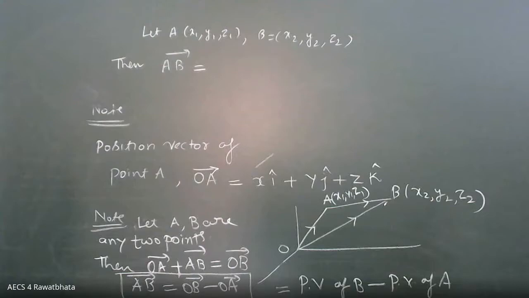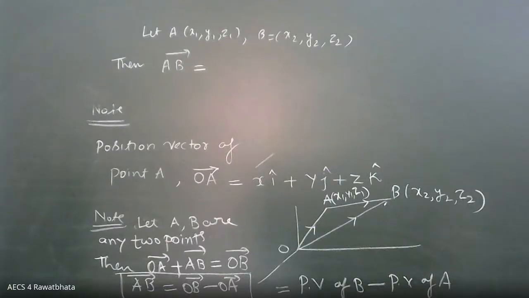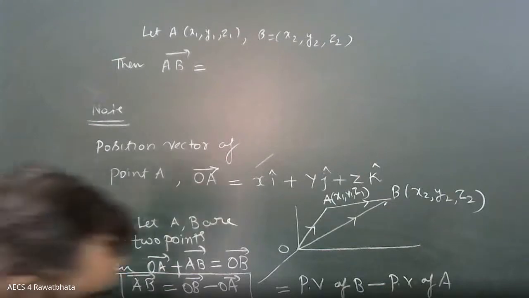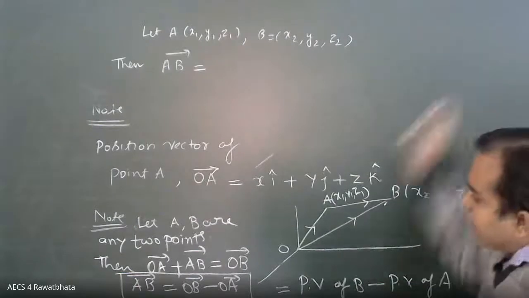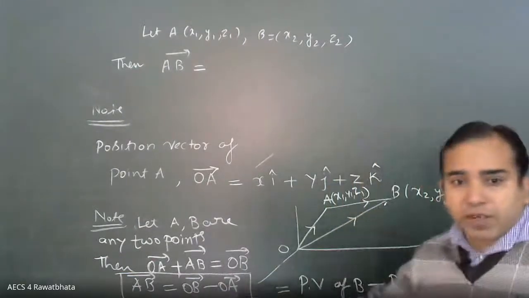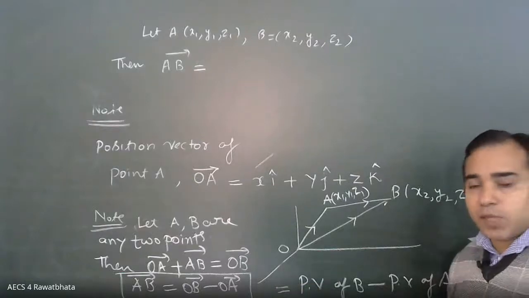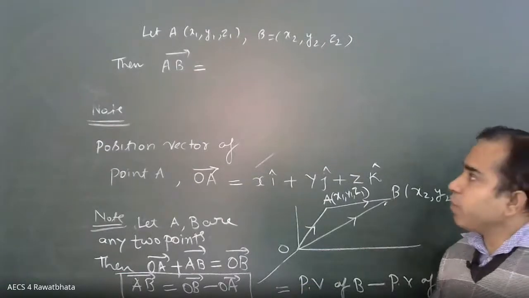Yes, Nutan. Z2 i cap plus, sorry, x2 i cap plus y2 j cap minus x i cap y j cap z k cap. I'm not getting it. Can you repeat it? Nutan, can you repeat? I'm asking, suppose the coordinates of A and B are given, and I have to find the AB vector. This is the formula: AB vector is position vector of B minus position vector of A. Position vector of B will be how much?